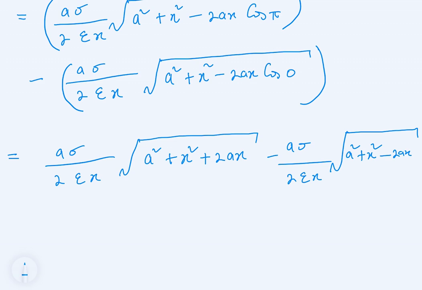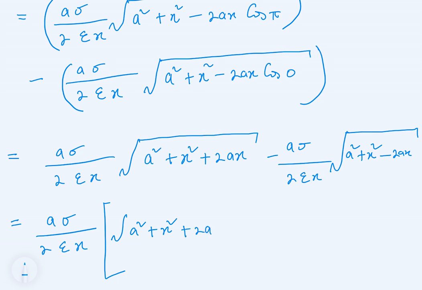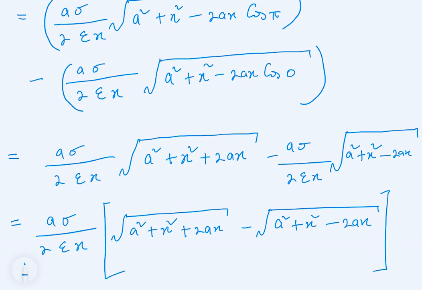Now, if we want to, we can take out the a sigma over 2 epsilon x as a common factor, because it is a common factor. And then inside the bracket we have the square root of a squared plus x squared plus 2ax, minus the square root of a squared plus x squared minus 2ax. Close this, and then we close brackets over here.